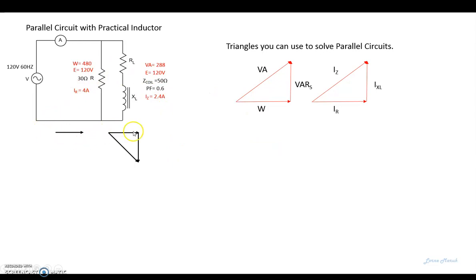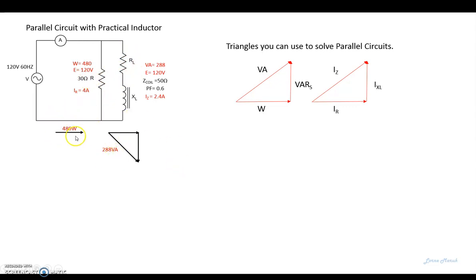Draw our vectors. Once again, our resistive vector is at the 0 axis, and now we have an impedance triangle or a power triangle or a current triangle for our inductive portion of the circuit. It does have some resistance that is in phase with this resistor.